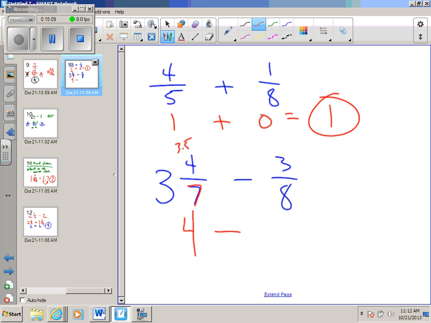3/8, there's my regular fraction. 0, half, or 1. 0/8, 4/8, or 8/8, which is half. So 4, take away a half, just a half, 3 and 1/2. Yes?